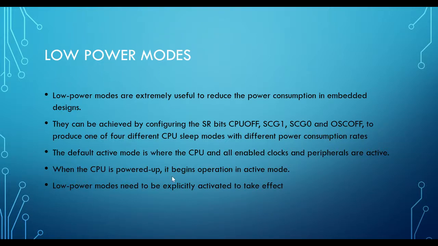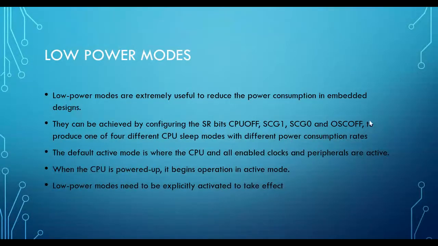When the CPU is powered up, it begins operation in active mode. So this is by default. Low power modes need to be explicitly activated to take effect. This part is actually in the book. It's only 4 bits. Only 4 bits. 4 bits will give you how many modes? 16 states. Okay, by turning on and off these few things, you can actually go into low power mode. So this is very important for people who are designing things with this MSP.